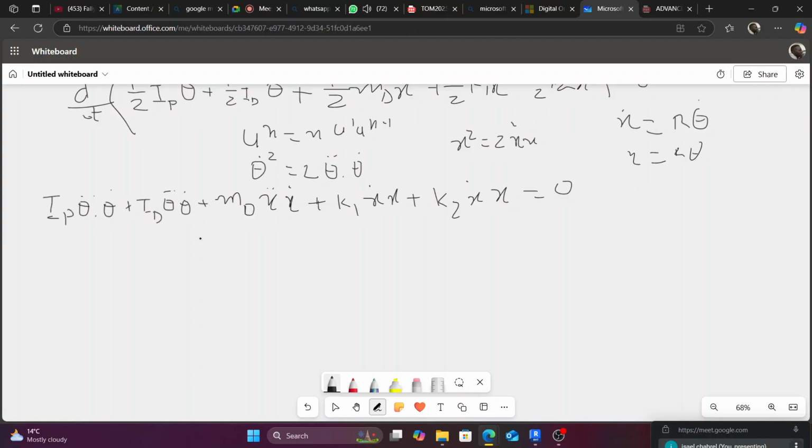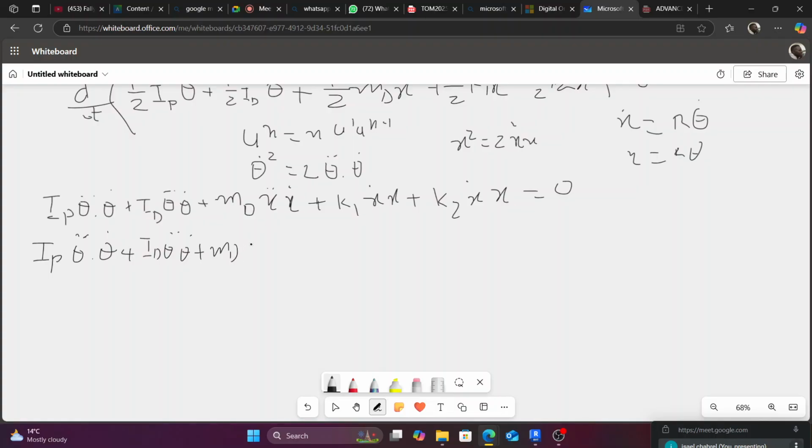So wherever, can I repeat here? Okay, let me just repeat. There's no problem, I don't want to skip steps. I_P, what do we have here? Theta double dot times what? Theta dot. Do you agree? Yes. Plus what? I_D, theta double dot, theta dot.